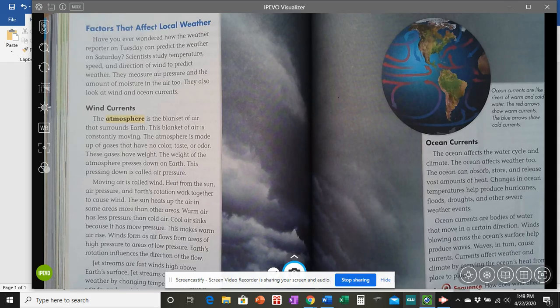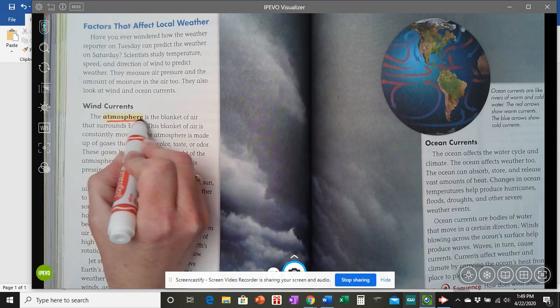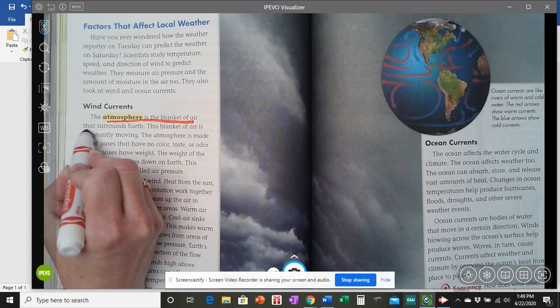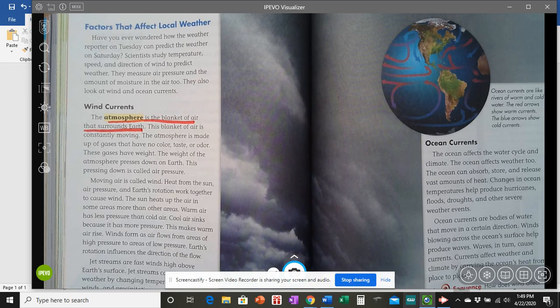Wind currents. The atmosphere is the blanket of air that surrounds Earth. And I'm going to underline that because it is a vocabulary word. This blanket of air is constantly moving. The atmosphere is made up of gases that have no color, taste, or odor. These gases have weight. The weight of the atmosphere presses down on Earth. This pressing down is called air pressure.